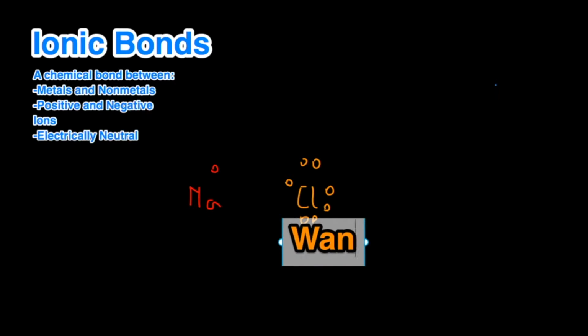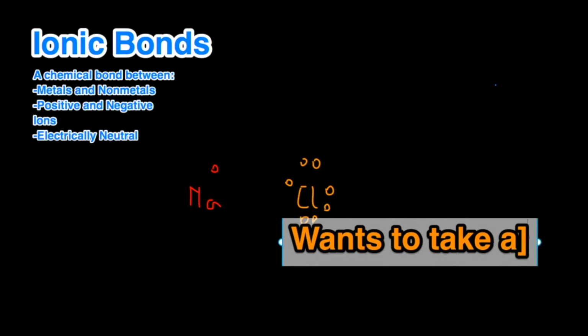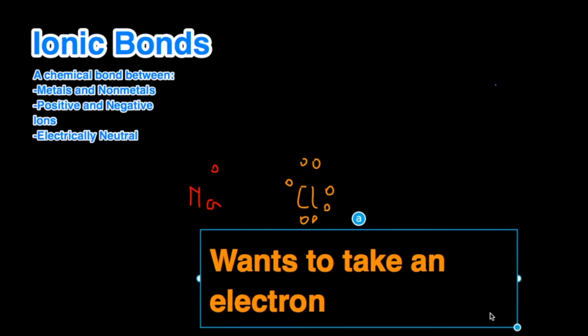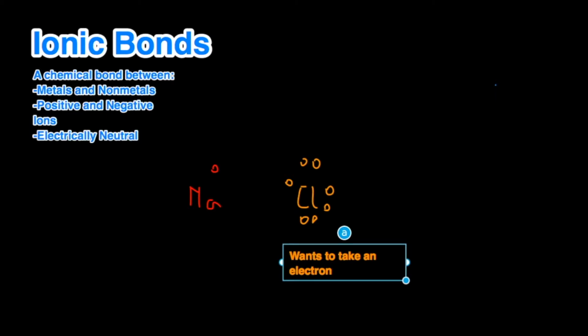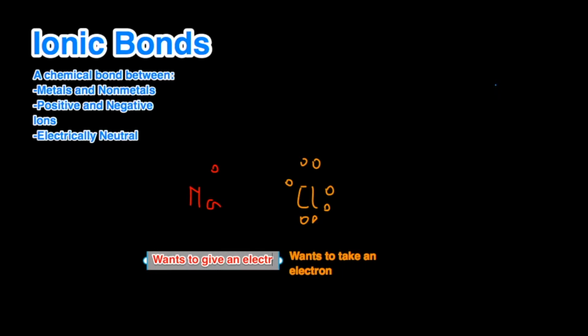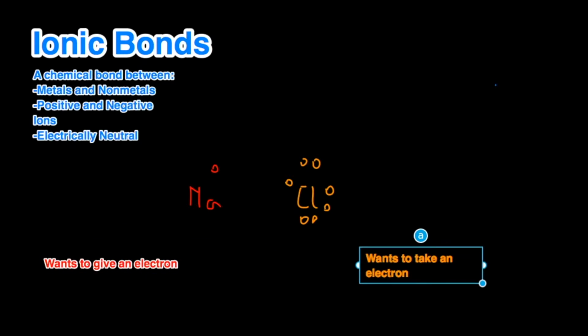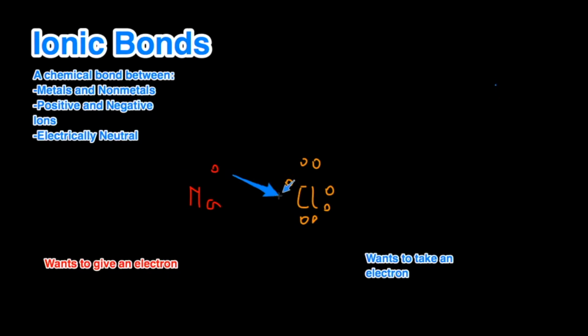When sodium loses an electron, it becomes a cation, a positively charged ion, because there are more positive protons overpowering the negative electrons in the atom. This sodium ion can be written like this, Na with a superscript plus sign. When chlorine gains an electron, it becomes an anion, a negatively charged ion, because there are more negative electrons overpowering the positive protons in the atom. This chlorine ion can be written like this, Cl with a superscript minus sign.